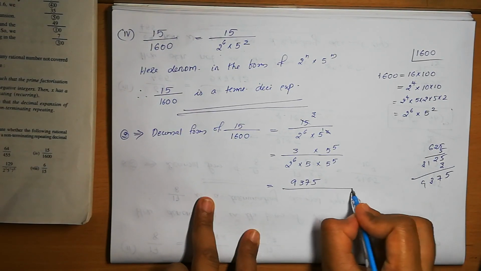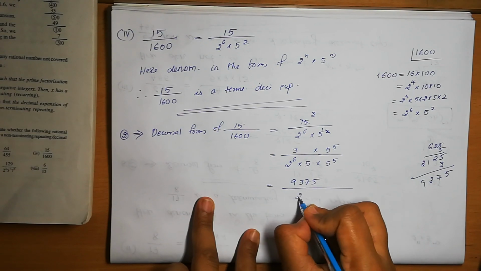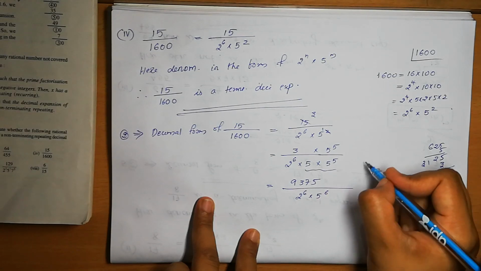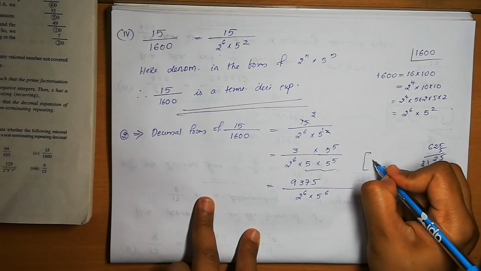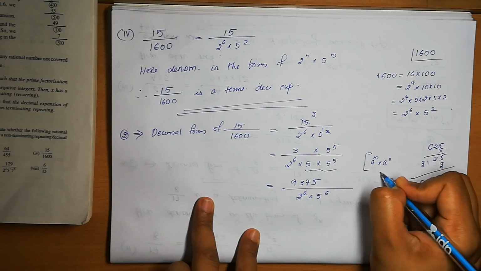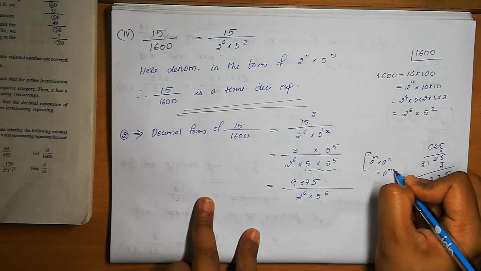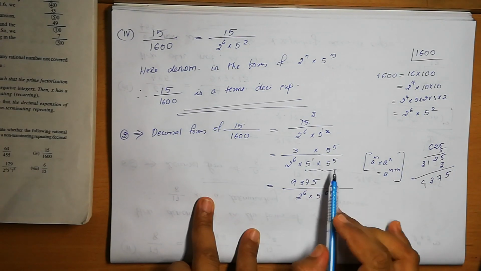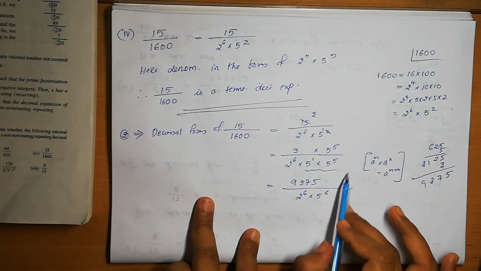9375 divided by this one, we can write as 2 raised to 6 into 5 raised to 6. Which one? Exponent power: a raised to m into a raised to n means we can write a raised to m plus n. Here the power of 5 is 1, so a power 1 plus 5 is 6.